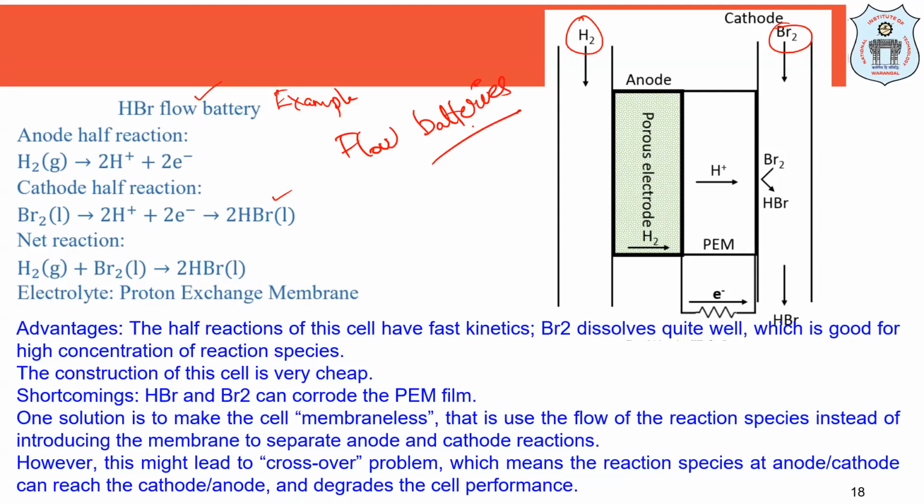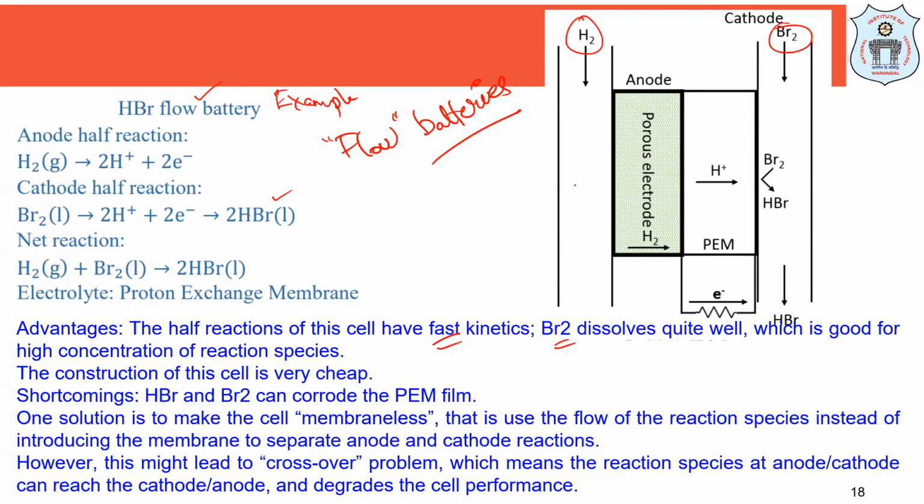The flow battery is one in which your chemicals are continuously supplied. That's why it is called a flow battery. So we will be continuously supplying the reactants to the system. There are some advantages associated with these flow batteries. The half reactions in the cell will have faster kinetics, and bromide dissolves quite well, which is good for a high concentration of reaction species. When you have a high concentration of reaction species, more adsorption at the reaction active sites will take place, more electrons will be released, and the kinetics will be faster.